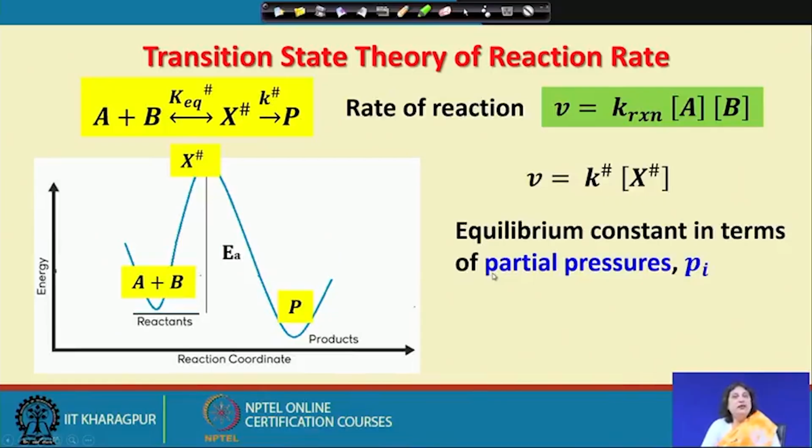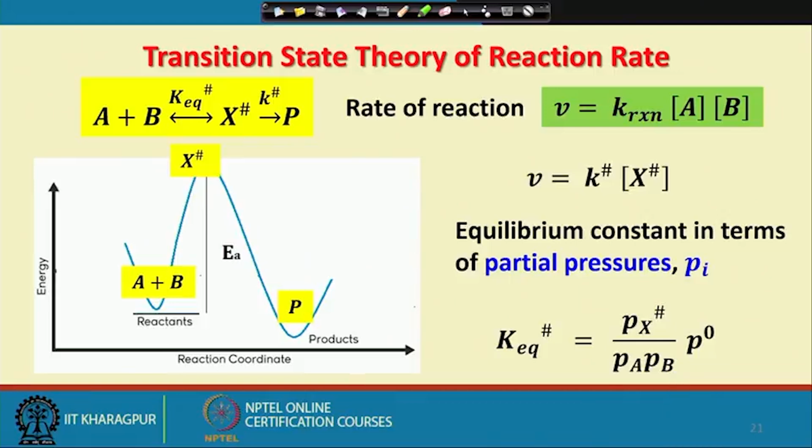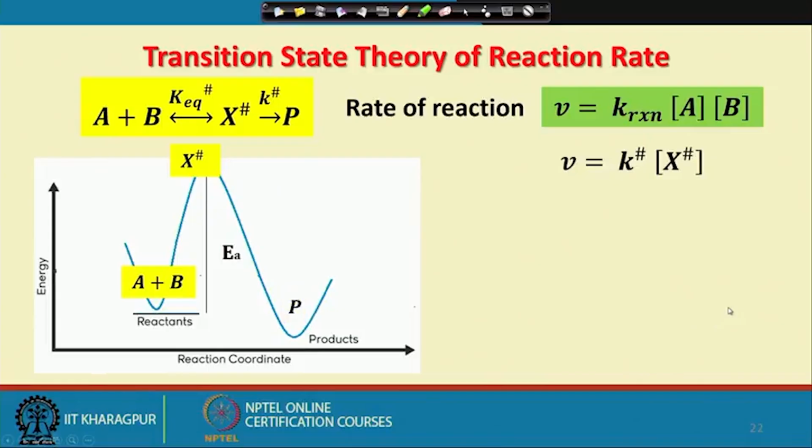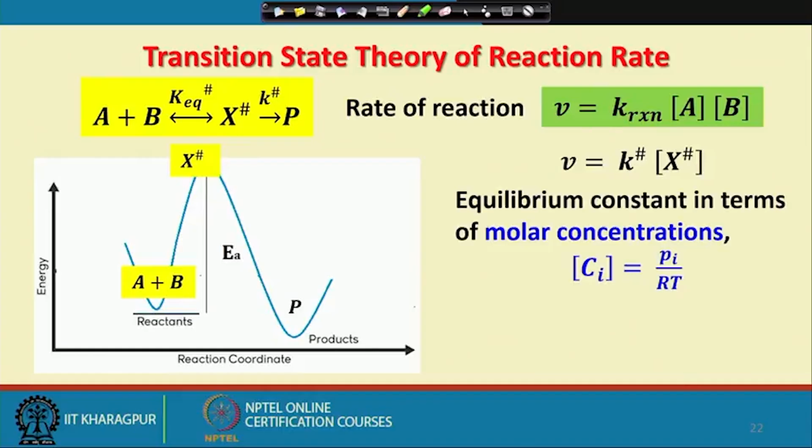Now, with this we can also write down, if there is an equilibrium between A and B, the molecules of A and molecules of B forming the molecules of the activated complex, this can be written down in terms of partial pressures like this. So, I am now assuming that this is a gas phase reaction where the total system is maintained at a given temperature T and at a standard pressure P naught. Okay. So, under such conditions, since all my rate laws are written in terms of the concentration of the species, I will replace the partial pressures in terms of molar concentrations.